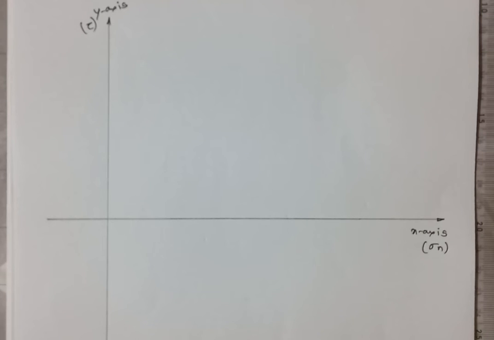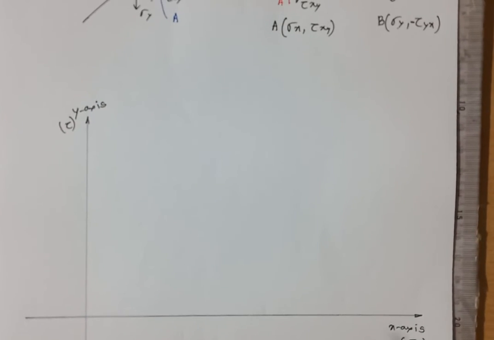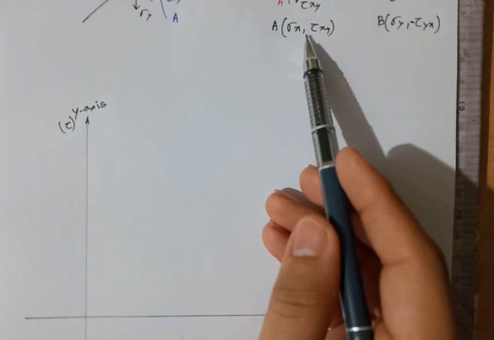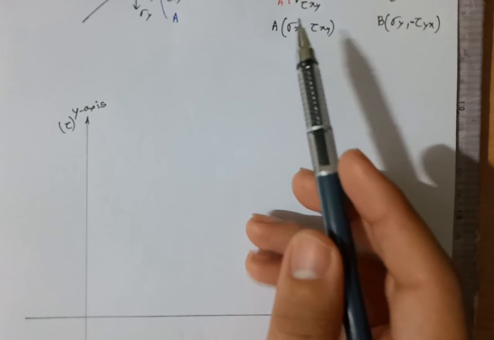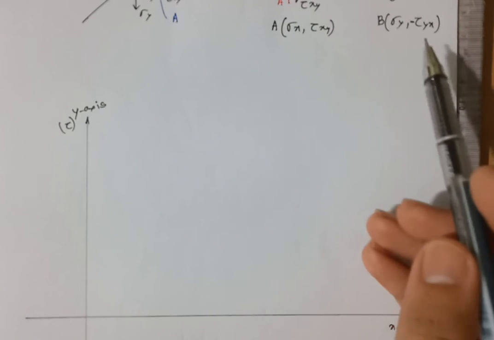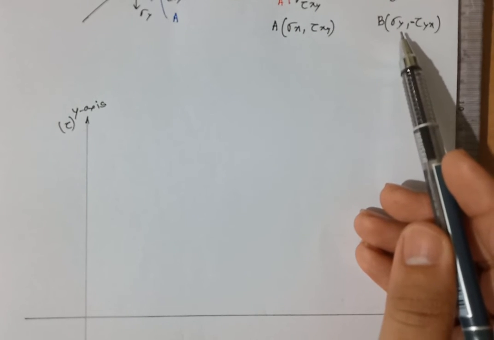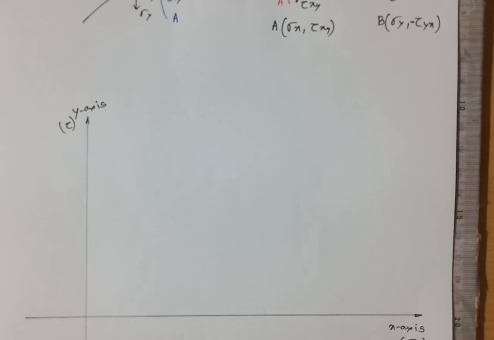I know the coordinates, right? So if I just check it out, the coordinates, you can just check it here. A is sigma x and tau xy, both are positive. So when both are positive, it will be coming in this quadrant, right? Next, sigma y is positive and tau yx is negative, so it will be coming in this quadrant, right?